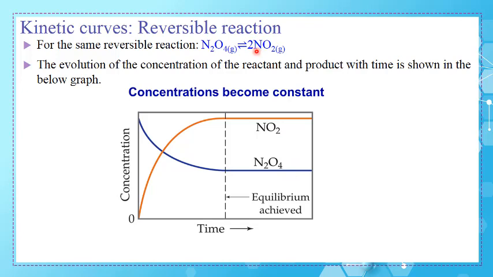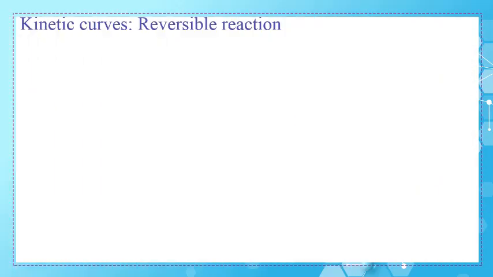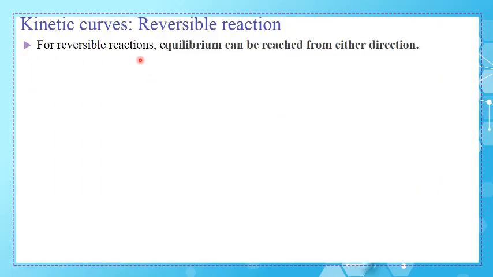The same for NO2. Look, NO2 is a product in this case, so its concentration at time 0 is 0. Its concentration increases to have a constant value here at the time of equilibrium. Now look, after equilibrium, what do we notice? That the concentrations of both reactant and product become constant. For a reversible reaction, equilibrium can be reached from either direction.